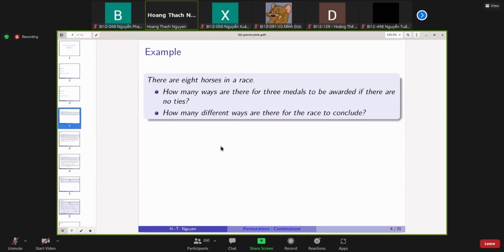That means that if the results are totally random, then how many possibilities are there to determine the first 3 horses in the race? And we suppose that there are no ties.